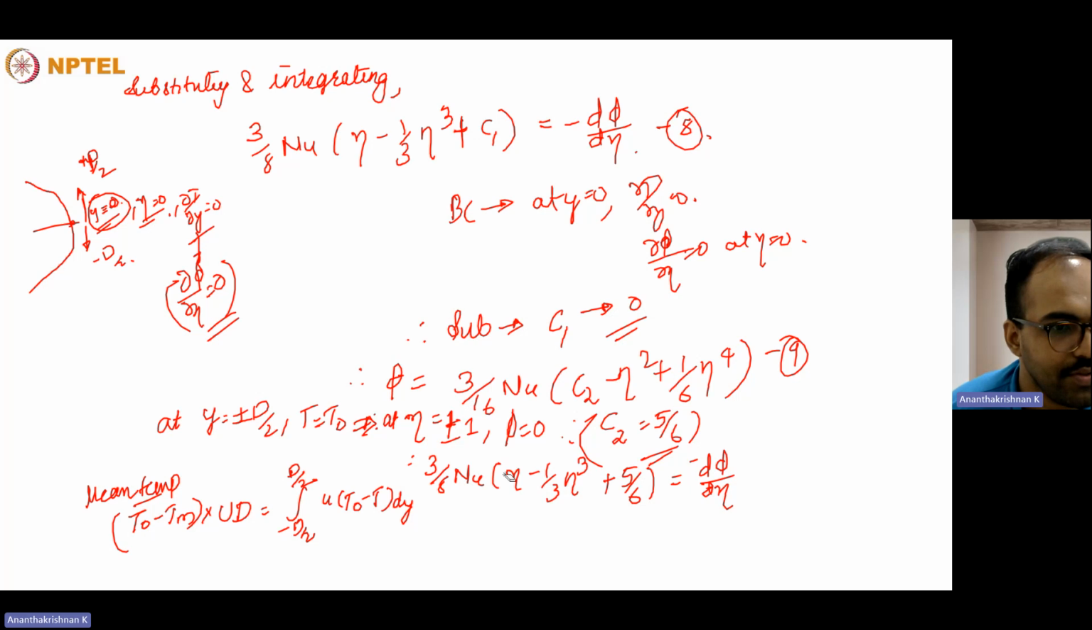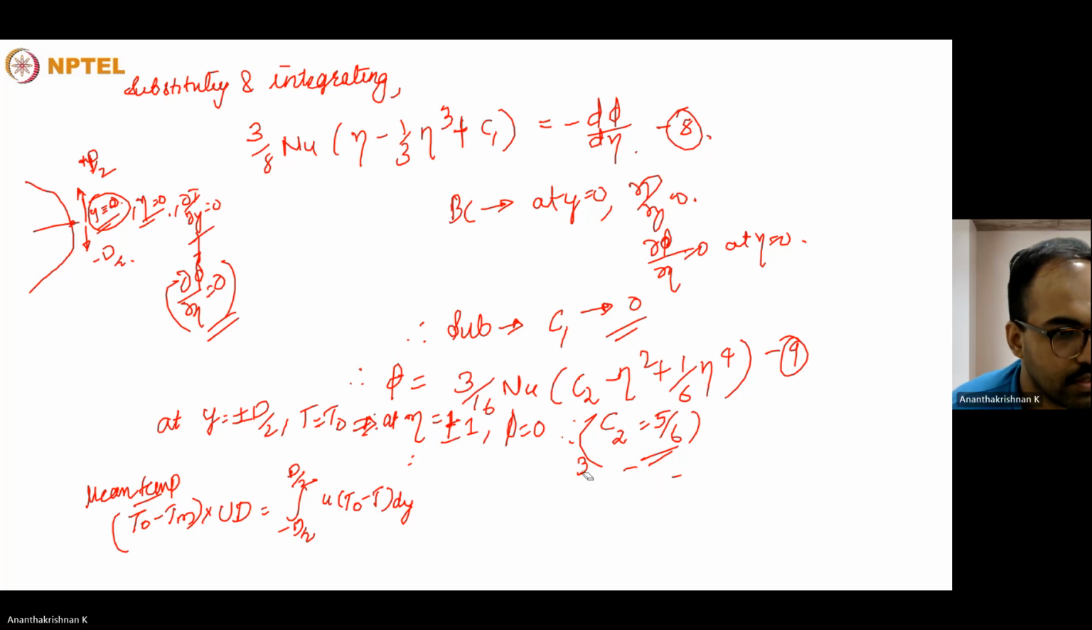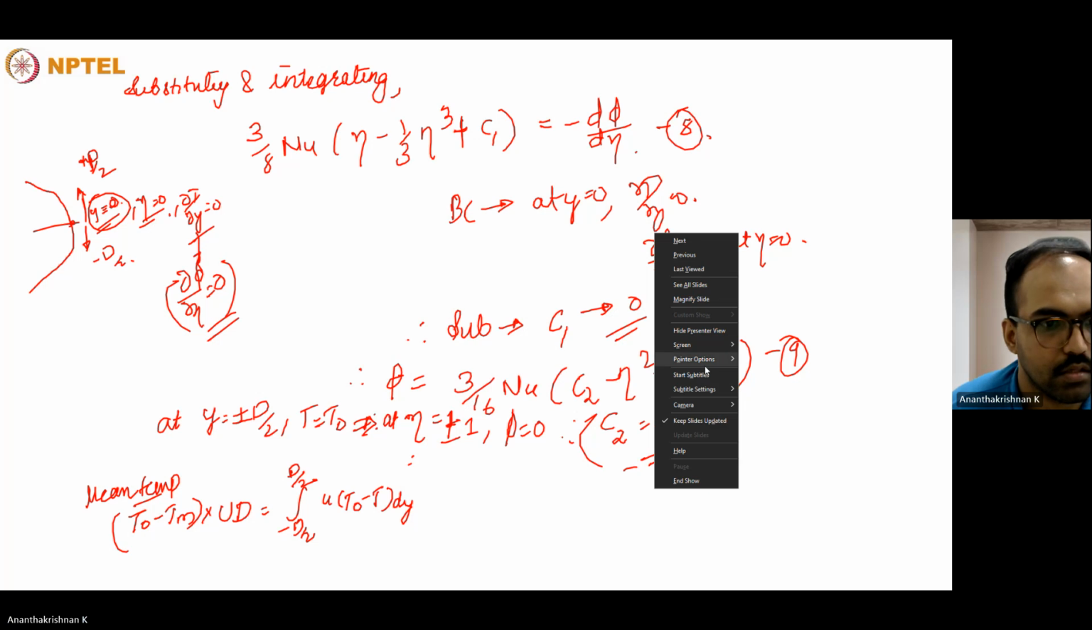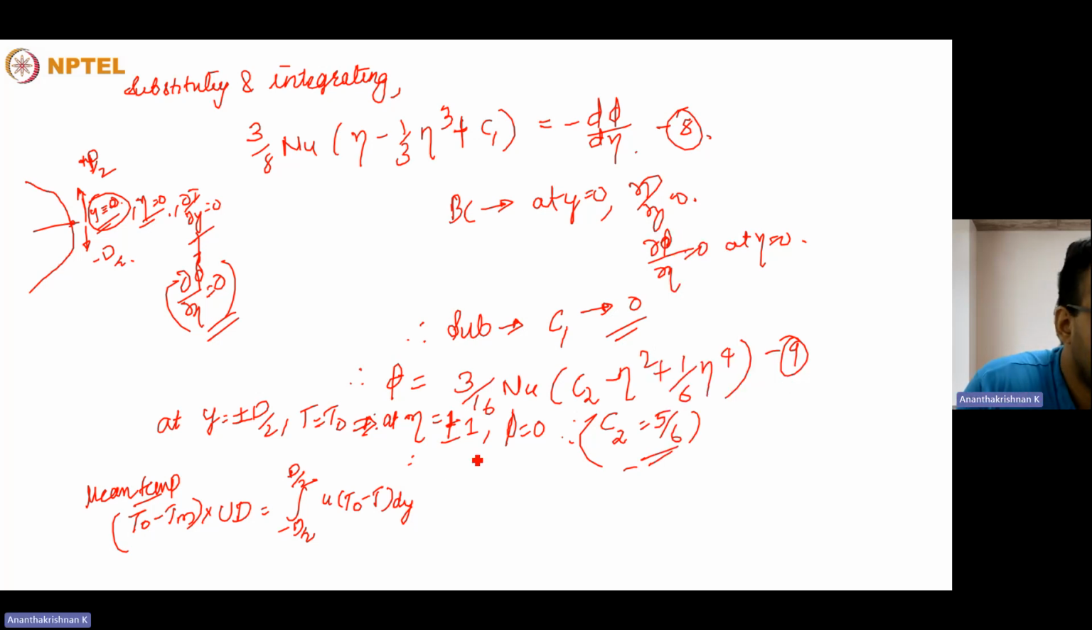So substituting this, we get the value of 5. Pardon, there's a small correction. So phi is equal to 3 by 16 Nusselt number into 5 by 6 minus eta square plus 1 by 6 eta raised to 4. So you need to correct it accordingly.